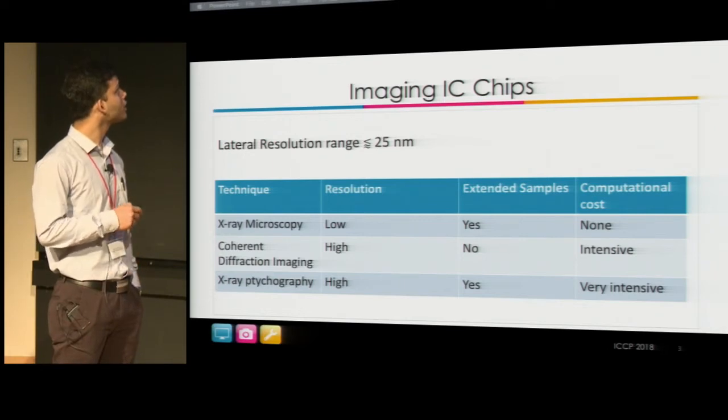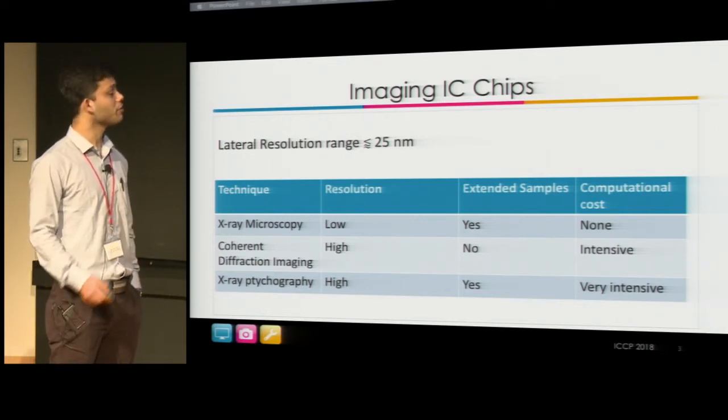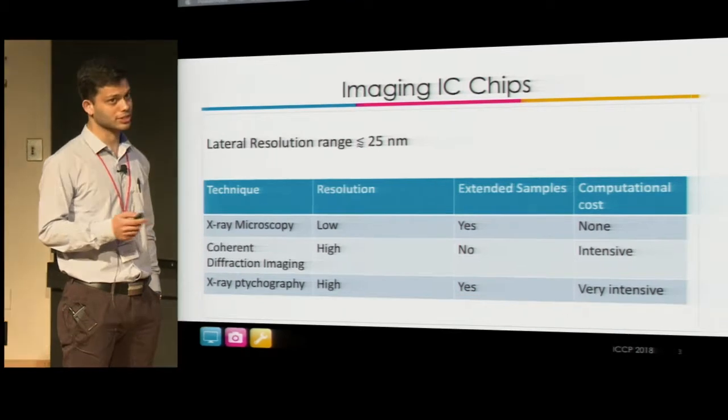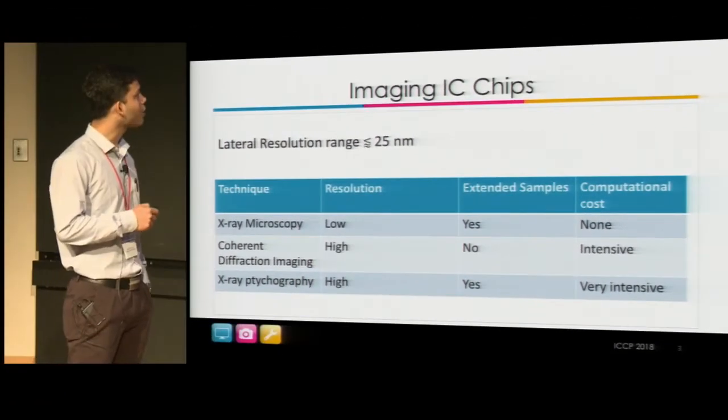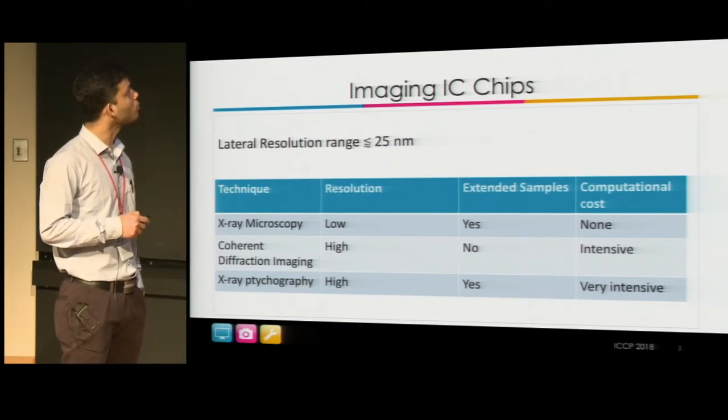And then, on the other hand, we have coherent diffraction imaging, which offers higher resolution because it's not limited by the aperture of the lens, but it cannot be done for extended samples because the sample has to be smaller than the size of the probe that you're using for imaging. And also, you have to do some kind of computation to be able to reconstruct the image from the diffraction patterns.